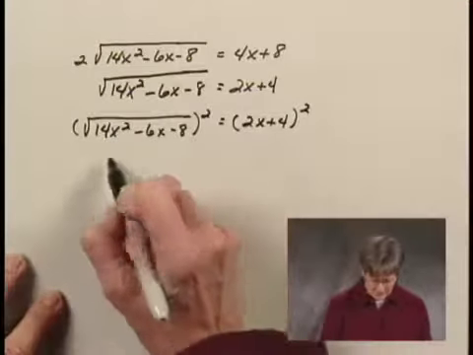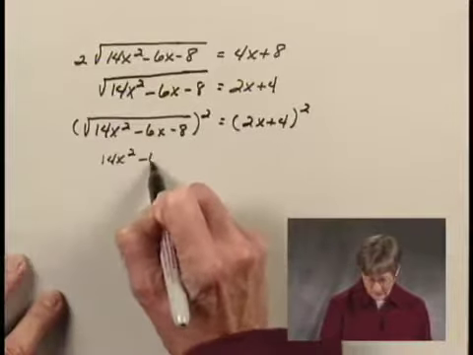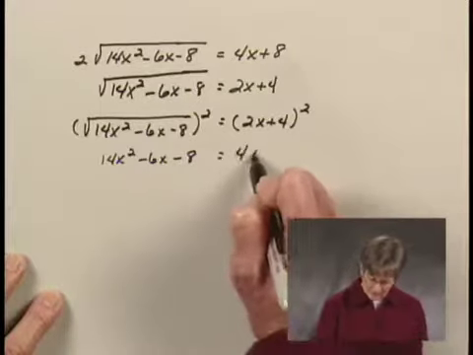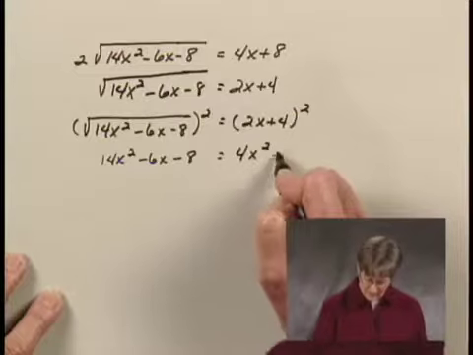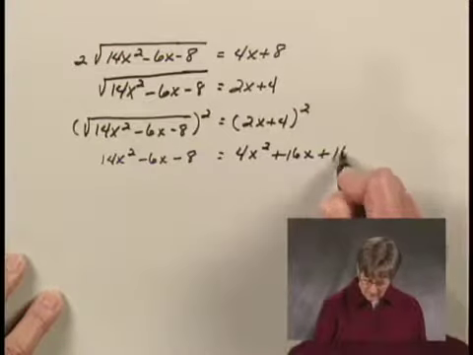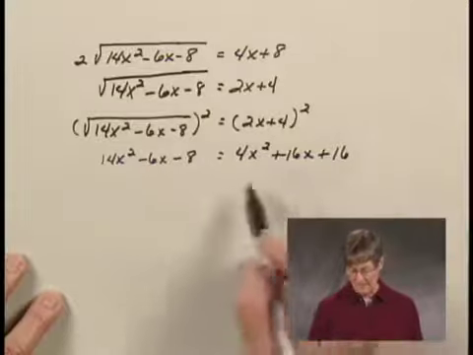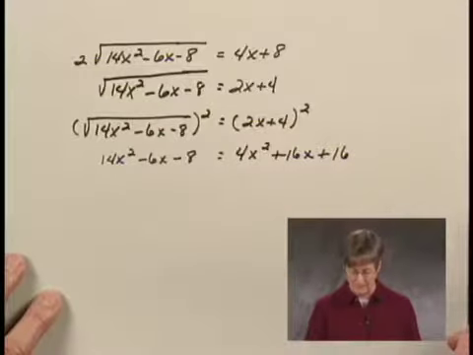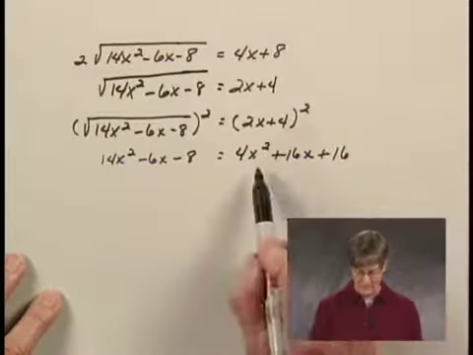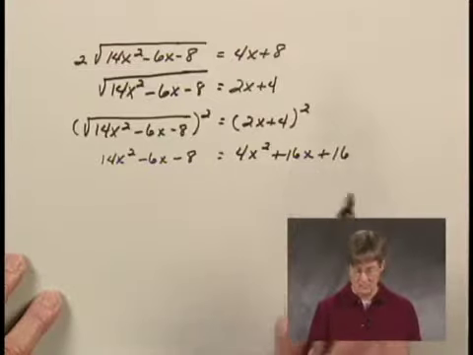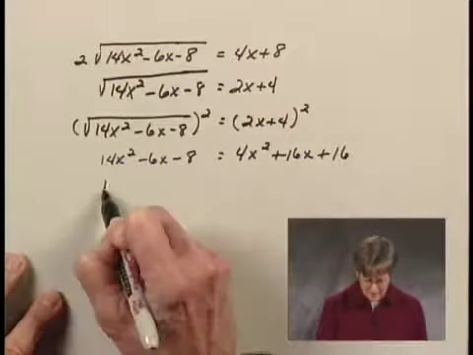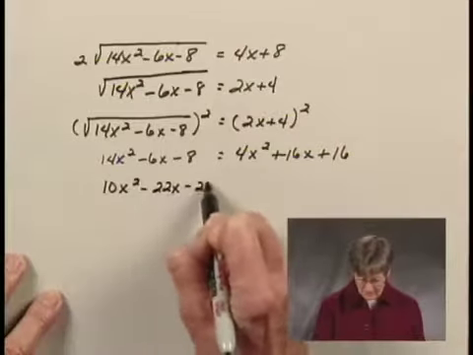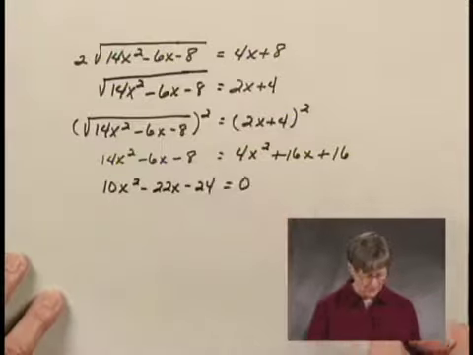On the left-hand side, I'm going to have 14x squared minus 6x minus 8. And on the right-hand side, when I square, I get 4x squared plus 16x plus 16. Now I have a second degree, a quadratic equation here, so I'm going to write this equation with a 0 on one side of the equal sign. And that means I'm going to subtract 4x squared and 16x and 16 on both sides of the equation. And when I do that, I get 10x squared minus 22x minus 24, and that's equal to 0.